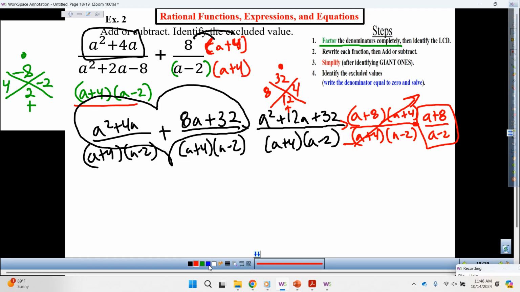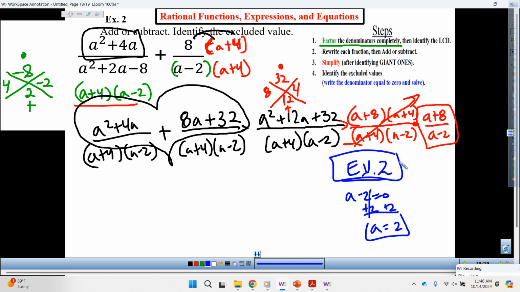All right. And tell your neighbor how to find the excluded value. Excluded value. Yeah. A minus 2 equal to 0, plus 2 plus 2. A equals 2, so my excluded value is 2.